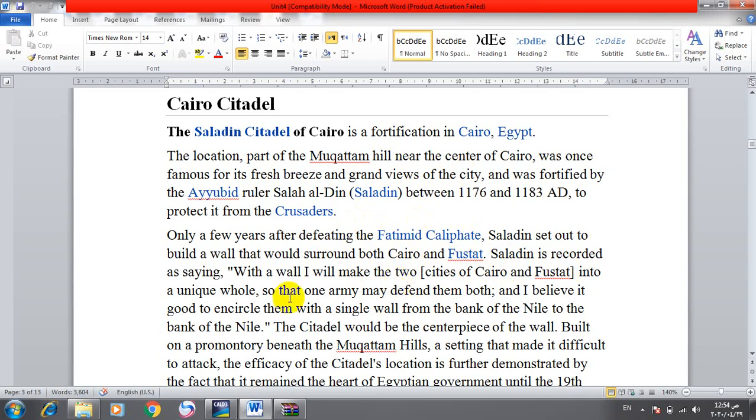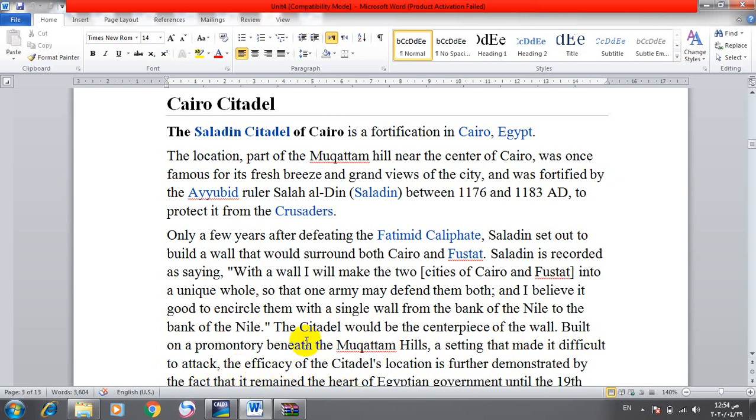Saladin is recorded as saying, "Can it be done with a wall? I will make the two cities of Cairo and Fustat into a unique whole so that one army may defend them both, and I believe it good to encircle them with a single wall from the bank of the Nile to the bank of the Nile." The citadel would be the centerpiece of the wall, built on a promontory beneath the Muqattam hills, a setting that made it difficult to attack.